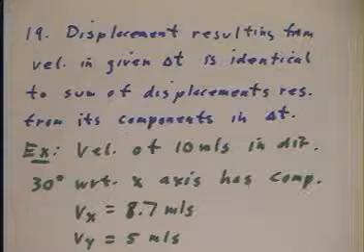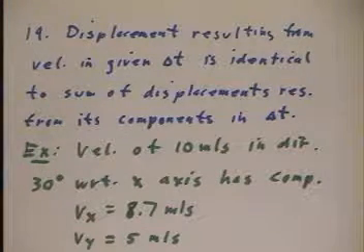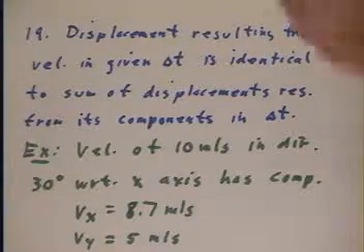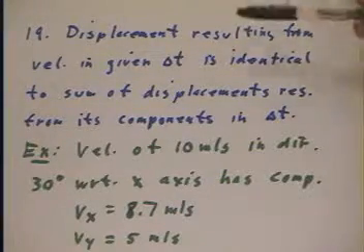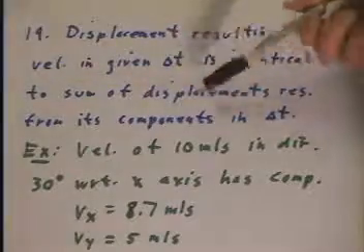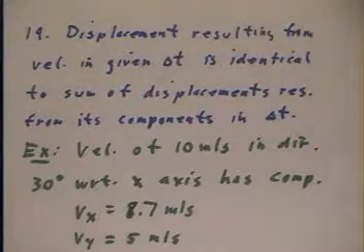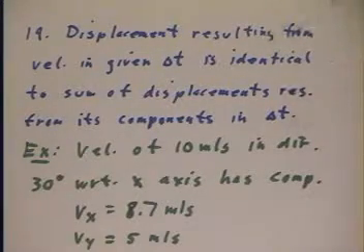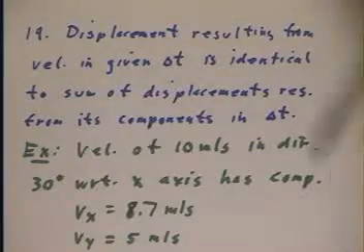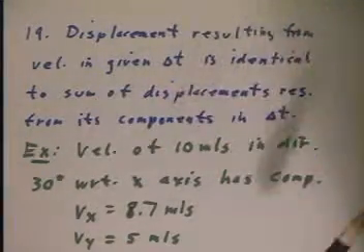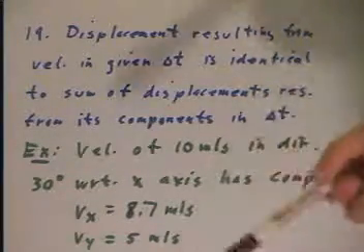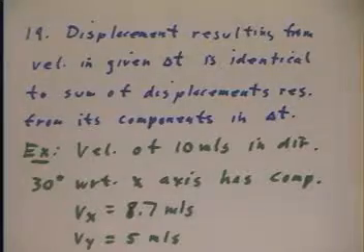What do we mean by the components of a velocity vector? Well, again, what's the effect of a velocity vector? Over a time delta t we get a certain displacement. And the displacement that results from a velocity in a given time interval delta t is identical to the sum of the displacement that we get from the components in the same time interval delta t. For example, a velocity of 10 meters per second in direction 30 degrees of the x-axis has components 8.7 and 5 meters per second in the x and y directions respectively.